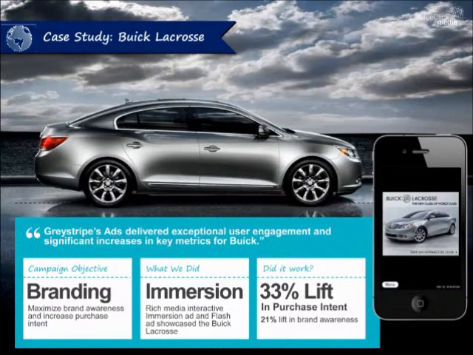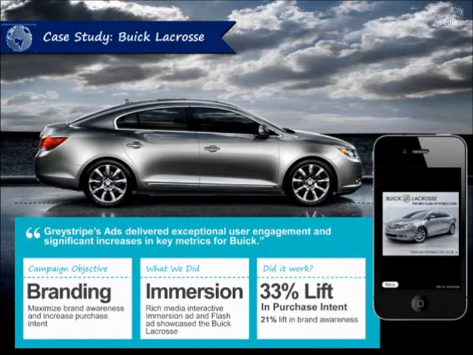So one thing that I like to do most is talk about our case studies because I think they really speak for themselves. So here is an ad campaign that we ran with Buick LaCrosse. You saw the immersion creative a minute ago. The goal of this campaign was to increase brand awareness and purchase intent for the Buick LaCrosse. What did we do? We created actually a variety of ads for this campaign. The immersion ad that you saw, also a Flash creative and a static creative, and ran the campaign at the same time.